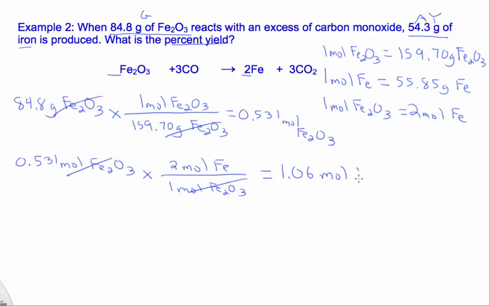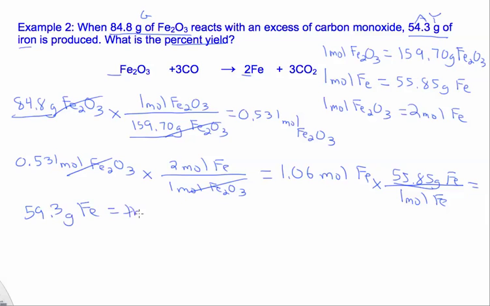And the last step, use molar mass to get grams. So moles are here. That means mole has to be here. And the molar mass has to be on top. So you get 59.3122. And if we look at our significant figures, we have 3, 5, 4. So if we round that to have 3, we get 59.3 grams of iron is our theoretical yield.